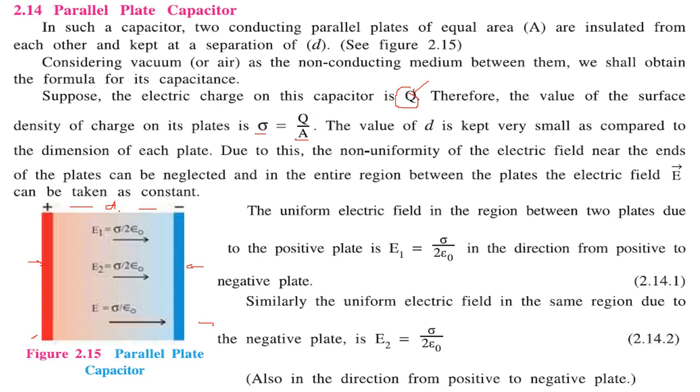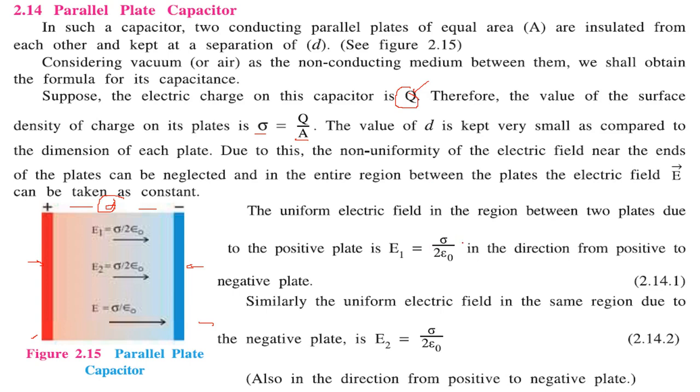D is the distance between them, so D is kept very small as compared to the dimension of each plate. Because of this, the non-uniformity of the electric field near the ends of the plates we can neglect. Otherwise, if the distance is large, it will be considerable. And in the entire region between the plates, the electric field E we can take as constant.